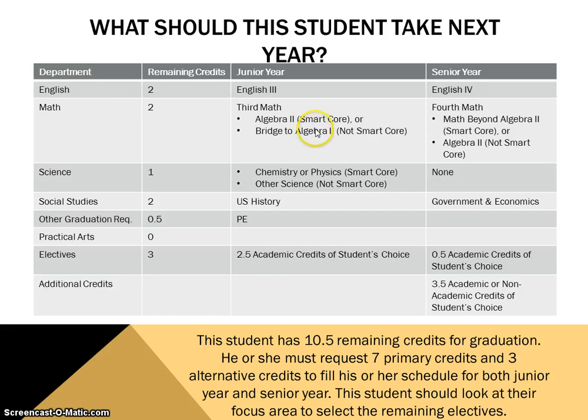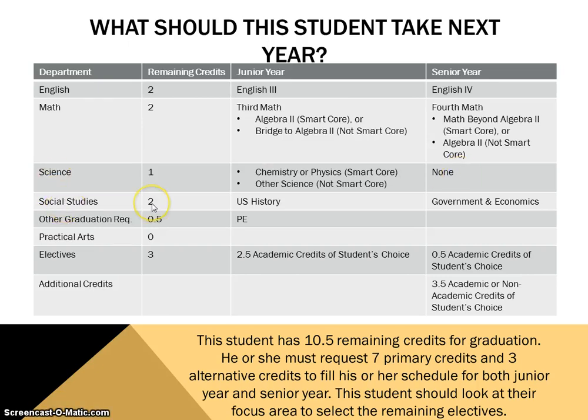a 3rd math. Algebra 2 is SMART Core, Bridge to Algebra 2 is not. If they choose Algebra 2 as a junior, they'll go one beyond Algebra 2 as a senior and be SMART Core. If they take Bridge next year, then they will take Algebra 2 as a senior and not be SMART Core. Science, they've got 1 credit remaining. If they take chemistry or physics, they'll be SMART Core. If they take another science class, they will not be SMART Core. And then they actually will not have any science remaining for senior year, but may take one as an elective.